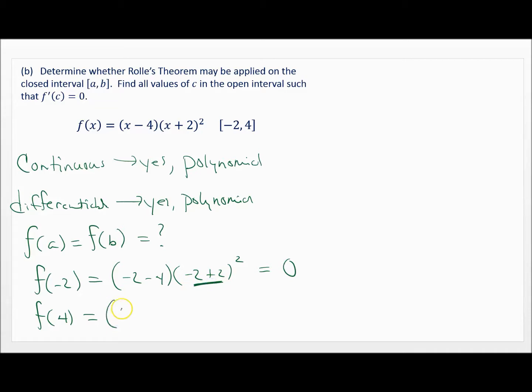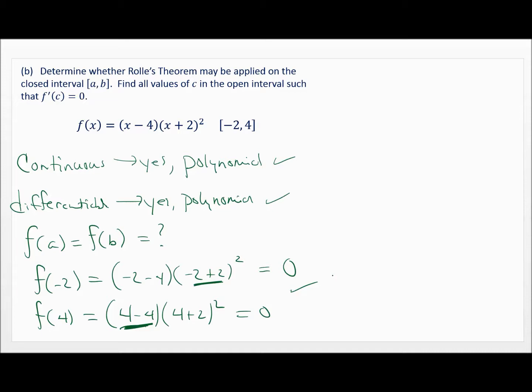Now I'll plug in 4. So 4 minus 4 times 4 plus 2 squared. Once again, that's 0. How do I know? 0 times anything is 0. So it meets all three conditions. So that means that Rolle's theorem applies. We absolutely know between negative 2 and 4, there's going to be a value C such that derivative is equal to 0. So now we got to find it.